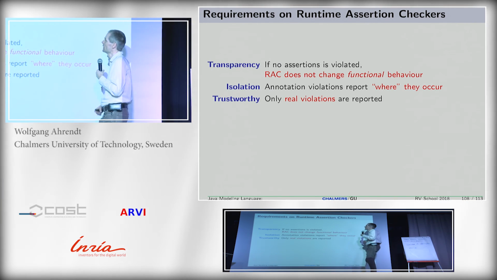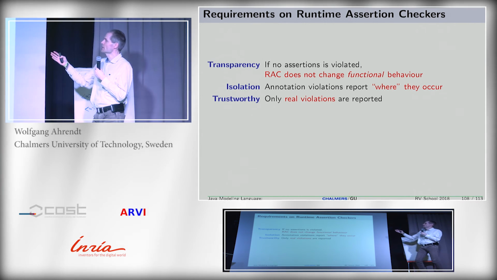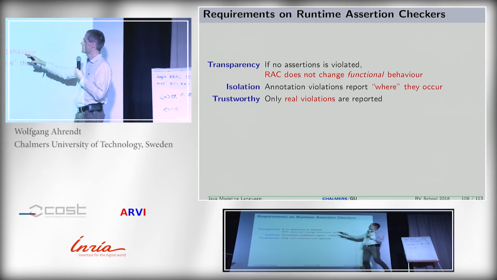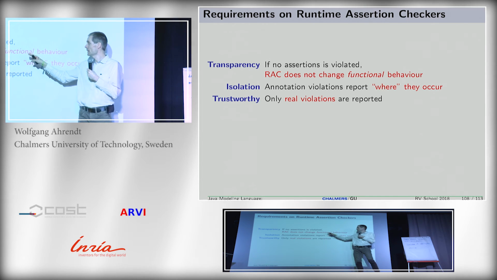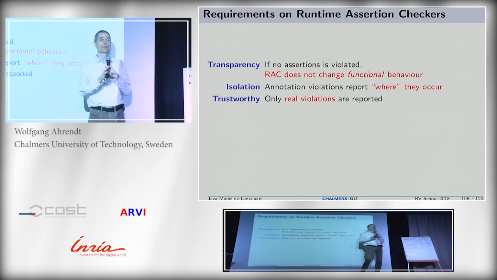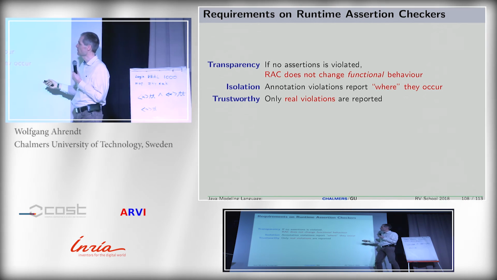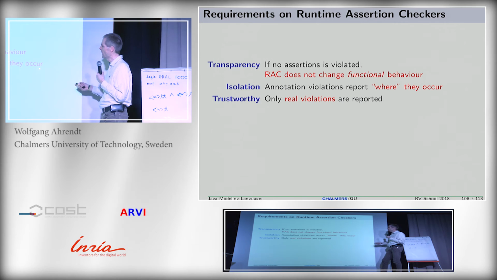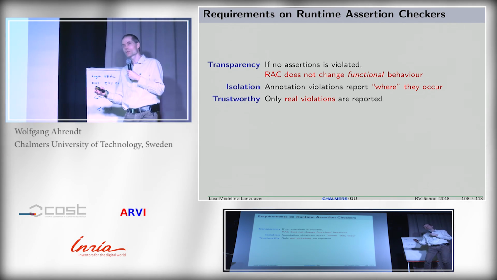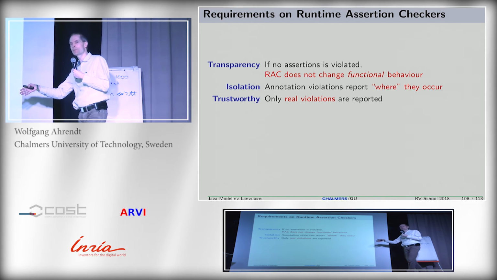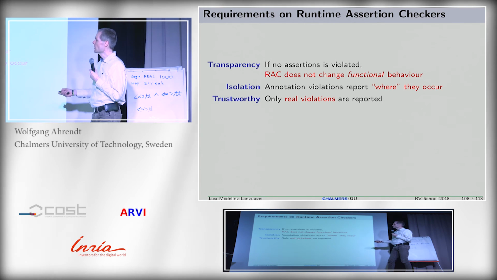This is what you want from a runtime assertion checker. It should be transparent. So if no assertion is violated, then the runtime assertion checker does not change the functional behavior of the system. The efficiency of the system, of course, is very much affected, but it should not change the functional behavior. Annotations should tell you where violations occurred. The tools are not very good at telling you why it occurred, but they say at least where exactly, both on the caller and the callee side. And only real violations are reported.